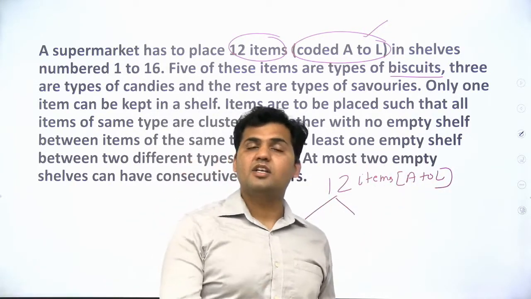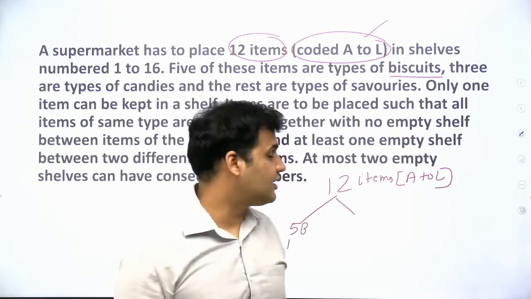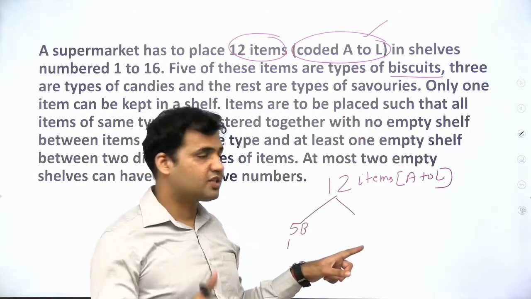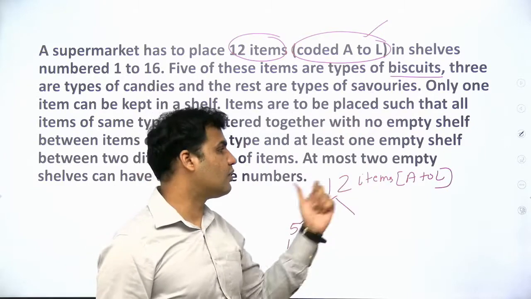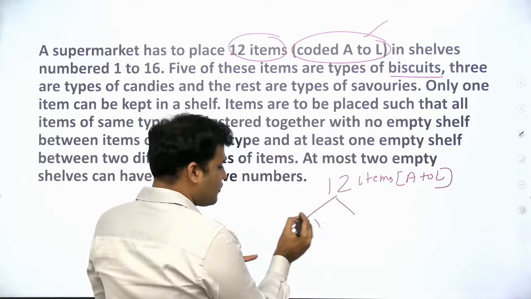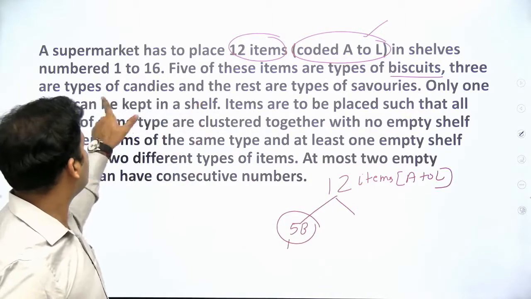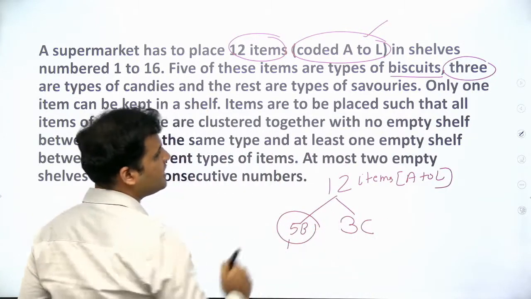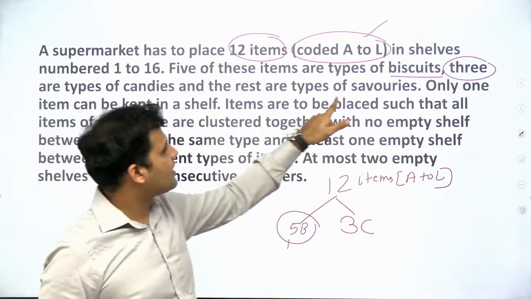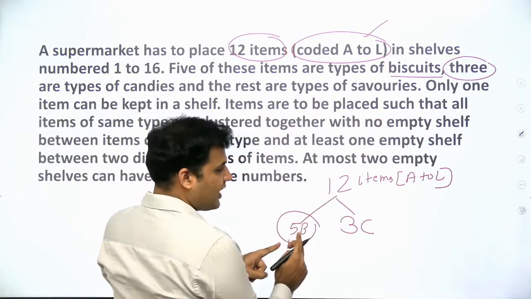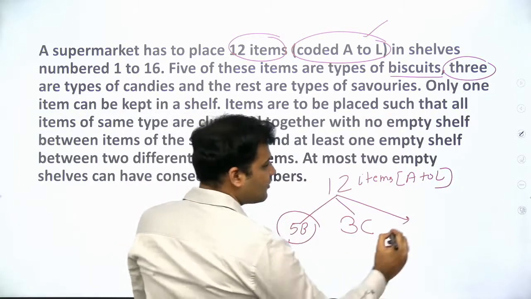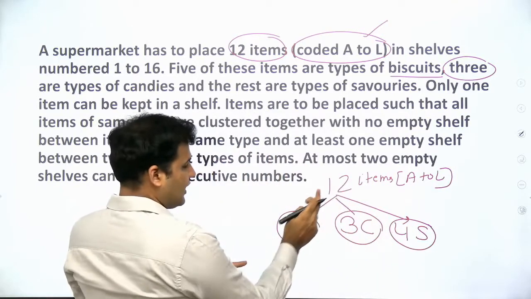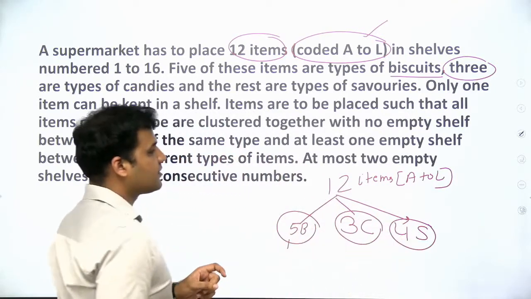That means every item is coded as a separate alphabet letter, and they are supposed to be arranged on 16 shelves. So there are total 1 to 16 numbered shelves, but the items that you are supposed to place are only 12, and out of these 12 items we have 5 biscuits. The next line says 3 are the type of candies, 5 biscuit, 3 candies, and the rest are the type of savories. So out of 12 we have 5 biscuit, 3 candies, so the remaining items will be 4, and there are 4 types of savories. So out of 12 items we have 5 biscuit, 3 candies and 4 savories.